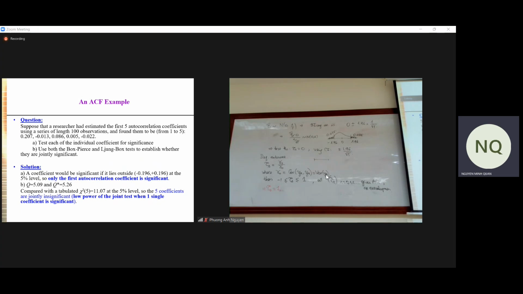So how about the first, the single test? The single test now is easier because you know the confidence interval. You have how many observations? T equal to 100. Then in this case, the confidence interval is plus minus 1.96 divided by 10, since root 100 is 10, equal to plus minus 0.196. Okay, so can you tell me which one is significant, which one is not?